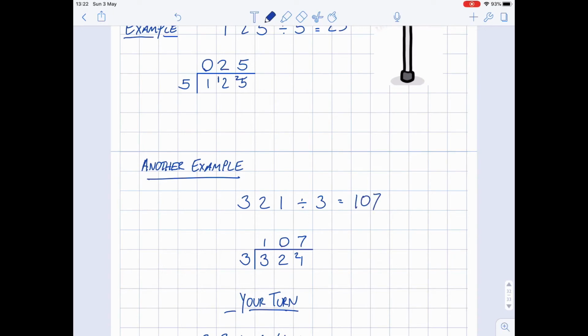And remember, if I wanted to check my answer using the inverse operation, I could say, well, what's 107 times 3? It's 321, which is the same as in my original question, so I know I've got the right answer.